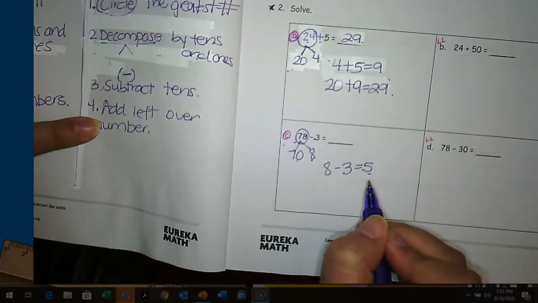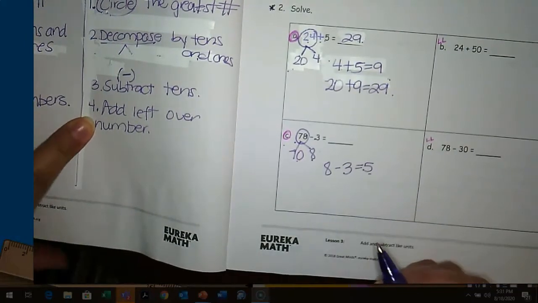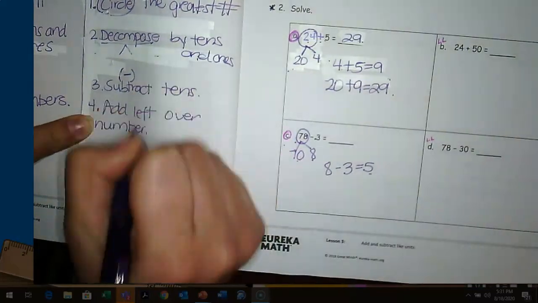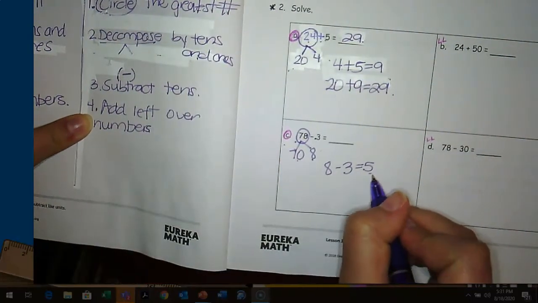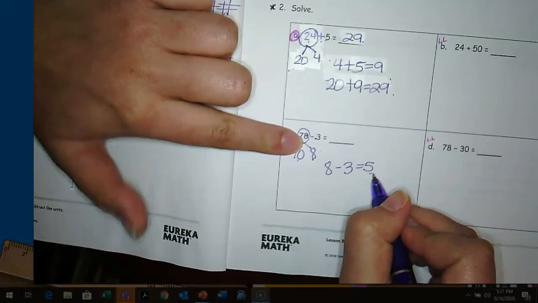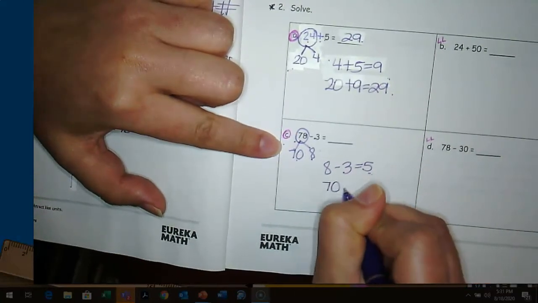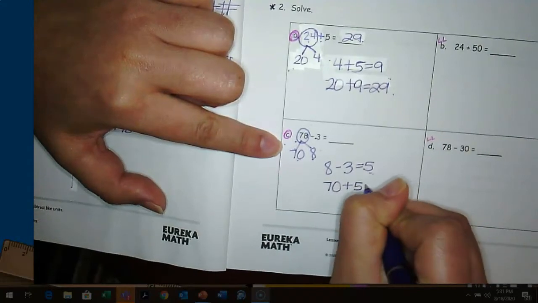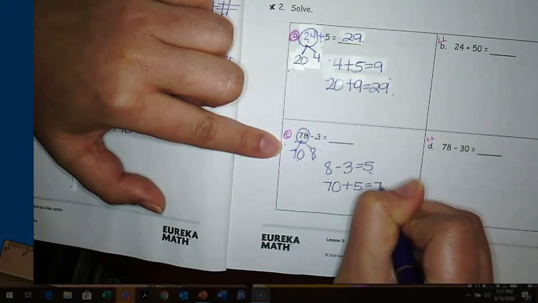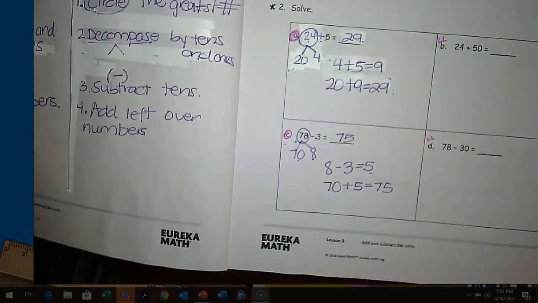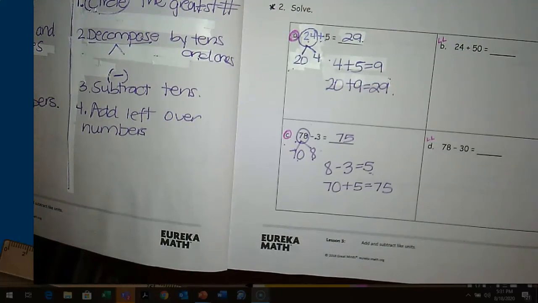I have to now follow step number 4. And step number 4 is add the leftover numbers. And the leftover number is 70. So I add 70 plus 5 equals 75. Look how easy and simple I was able to solve those problems just by following those steps, boys and girls.